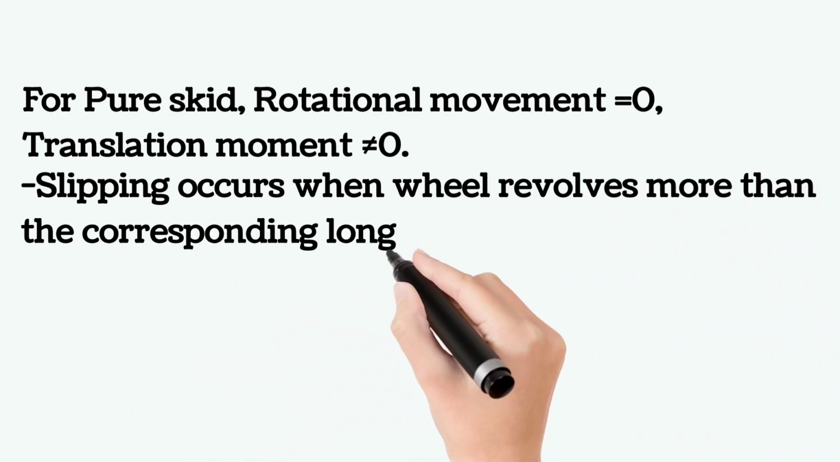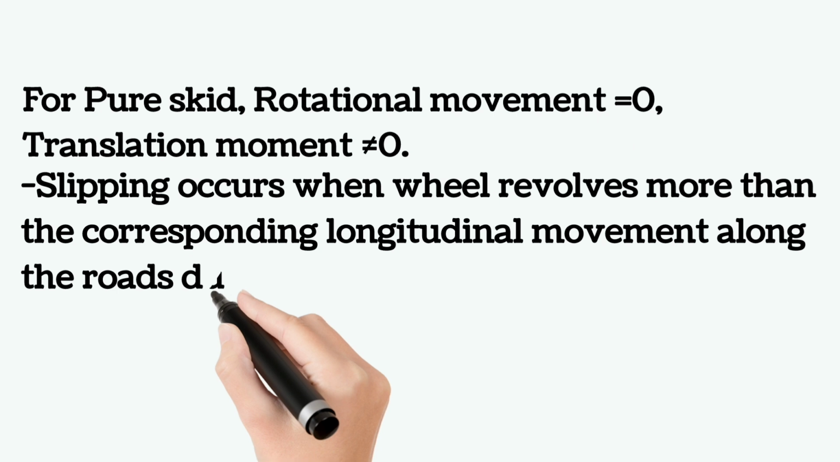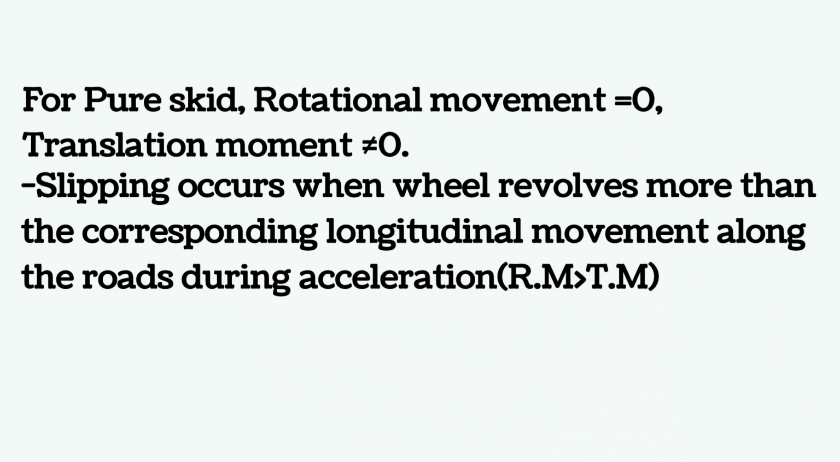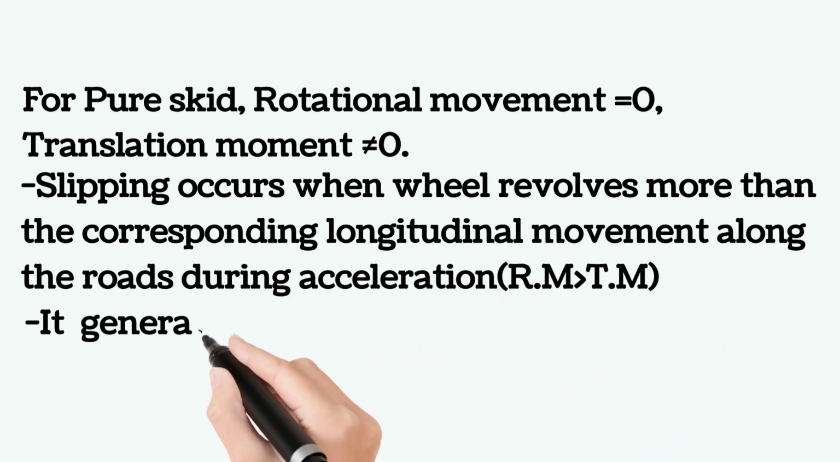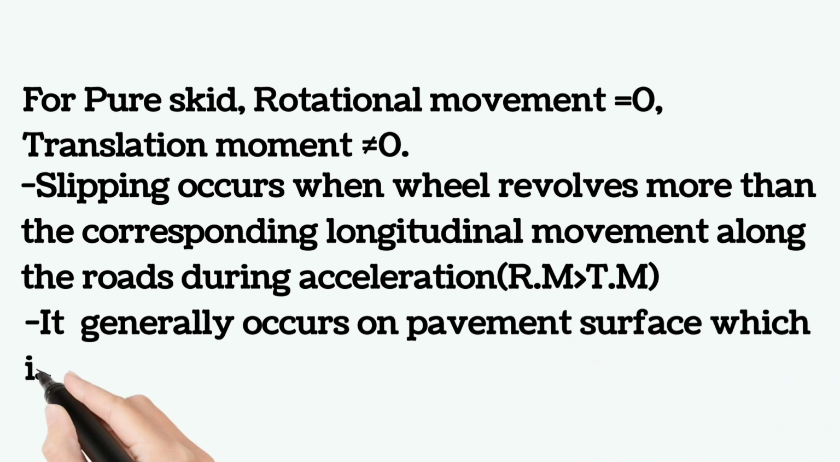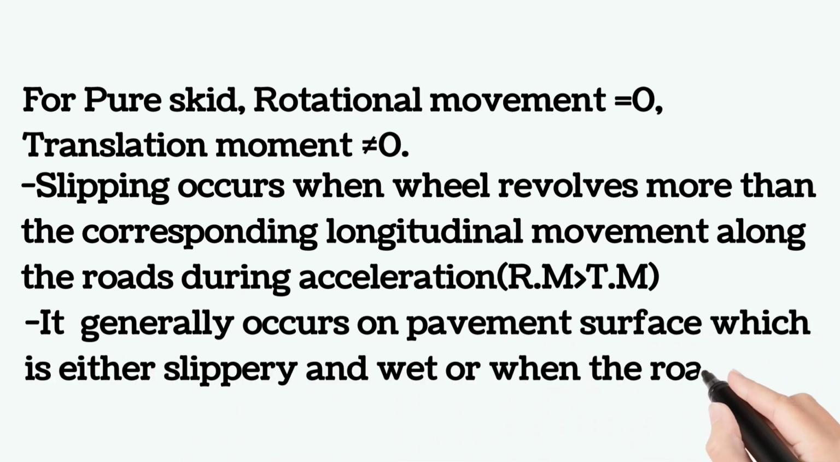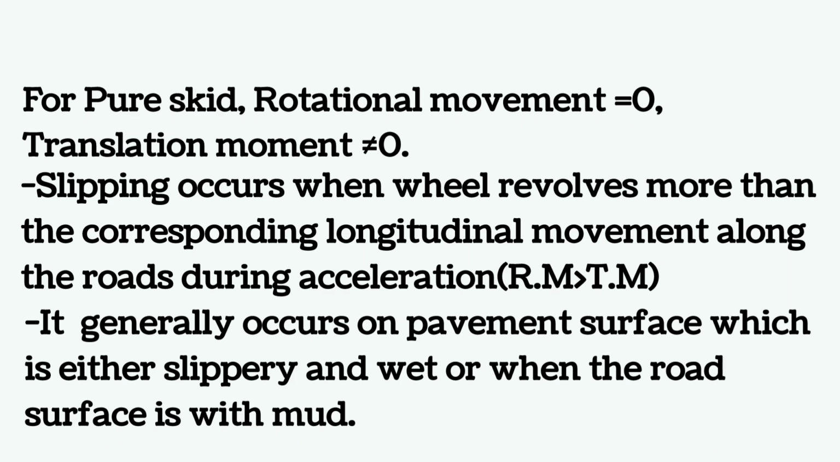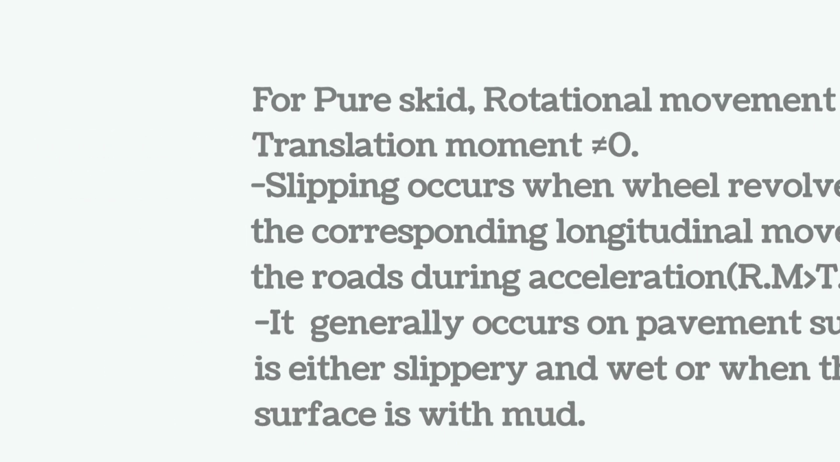Slipping occurs when the wheel revolves more than the corresponding longitudinal movement along the road during acceleration. It generally occurs on pavement which is either slippery, wet, or when the road surface is with mud.